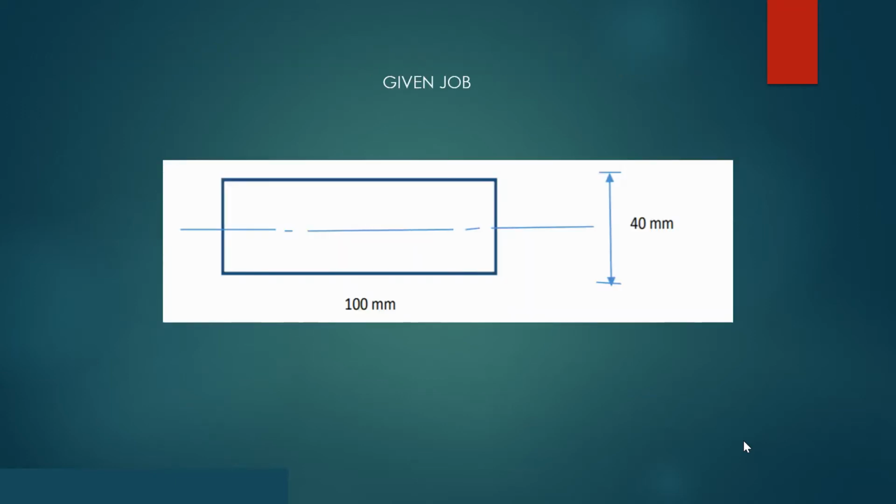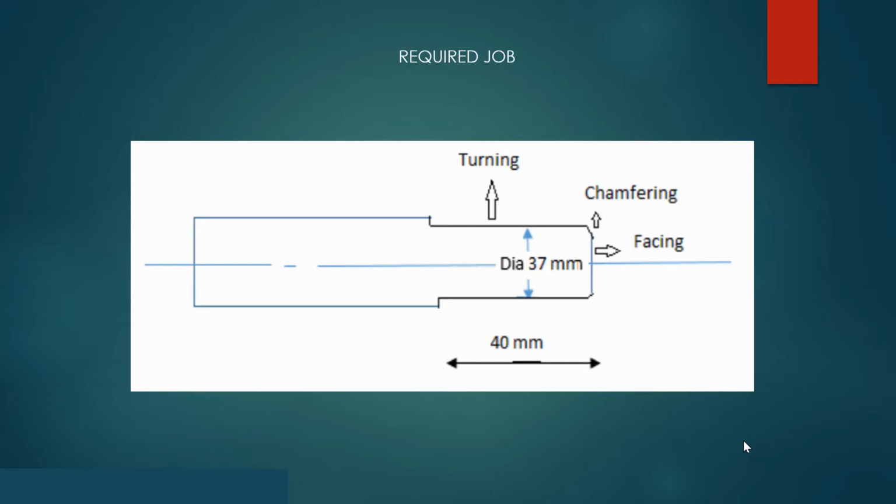See, this is the given job. You see length 100 mm is there. The diameter 40 mm is there. So we have to do the turning operation from the right side for 40 mm, and reduce the diameter of the given job from 40 mm to 37 mm. And also we have to do chamfering operation and facing operation as well.